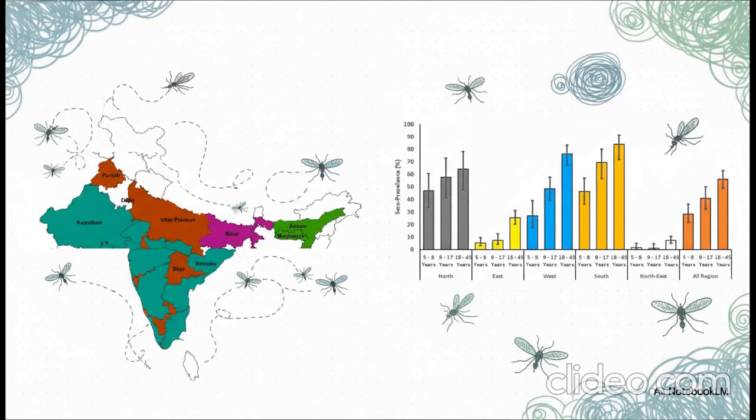So on the left here, you've got a map of India broken down into 5 big regions. And on the right, you have a chart showing what's called seroprevalence, which is really just a fancy way of saying what percentage of people have already been exposed to dengue. And what jumps out at you immediately is that where you live in India makes a huge difference in your risk of getting this disease.